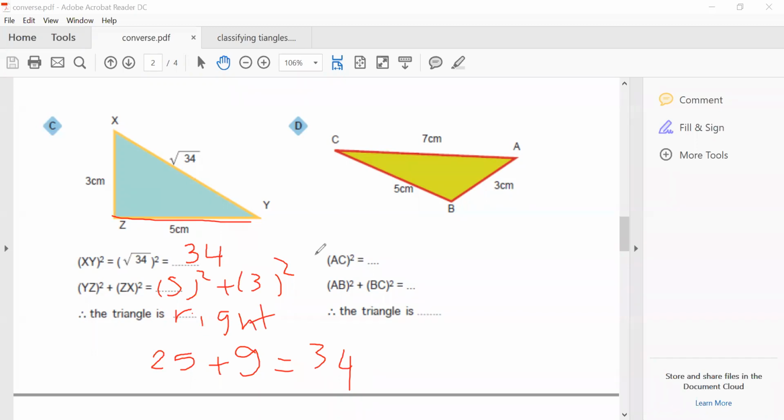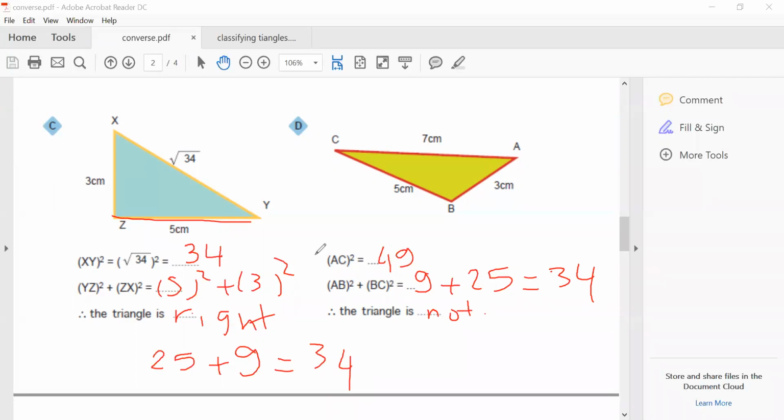Judy, are you with us today? Yes. Tell me number D. AC square. 7 squared will be 49. The sum of the other two sides squared: 3 square plus 5 square, which is 9 plus 25, 34. Is the triangle right? No. So it is not a right angled triangle.